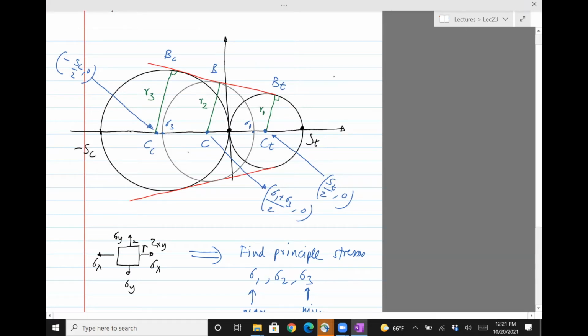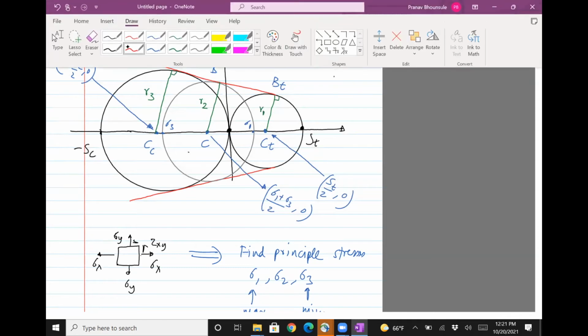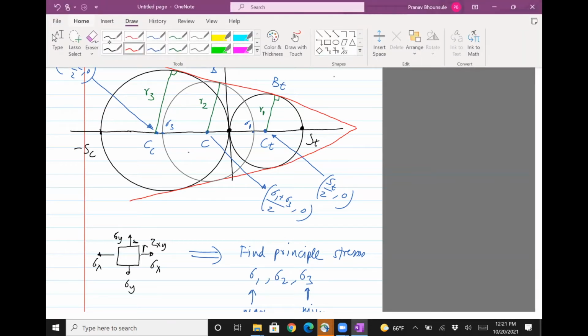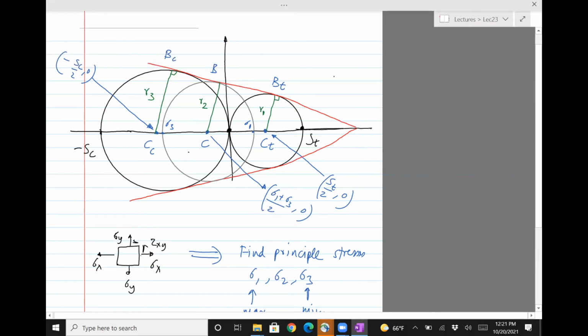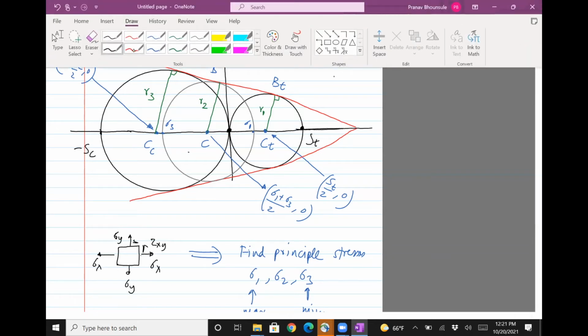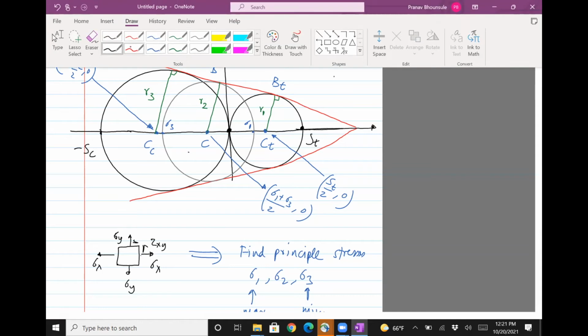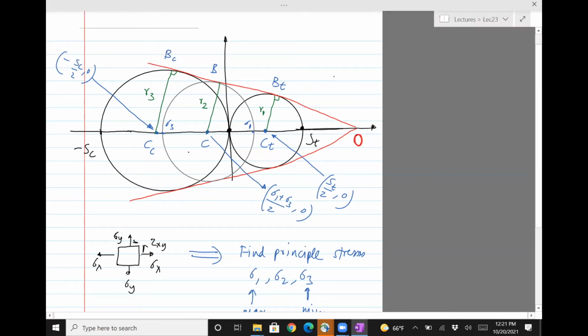Okay, so I just need to join those two red lines so that I get the meeting point of those lines. So just extend that, and this one. And both of them should meet on the x-axis because they're basically inscribing a circle and they're symmetric. So let's say this point is O.